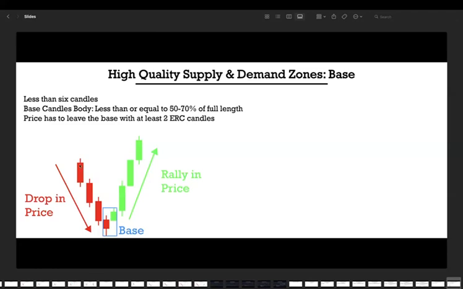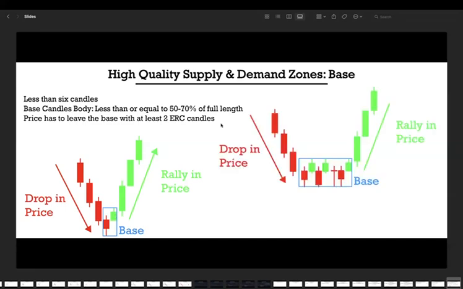And here I have an example of a high quality base. So here we have a drop base rally type of pattern. And this is our base zone. We're marking that and let's start scoring. First criteria, less than 6 candlesticks. We have 1, 2. We're done with this criteria. Candlestick body less than or equal to from 50 to 70% of the full length. Here we got a 50, here we got 70. Great. Second and last criteria says that price has to leave the base with at least 2 ERC candlesticks. This is the base here. 1, 2, 3. We're required to have at least 2. Here we have 3. That's good. We're done with all 3 criteria, and we can easily say that this base zone is high quality.